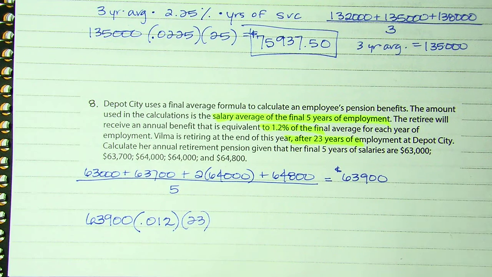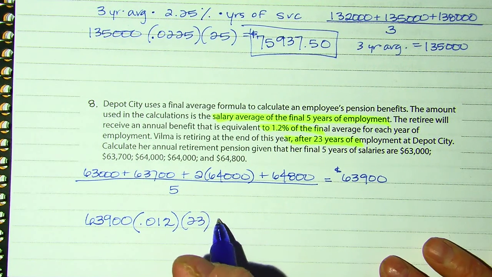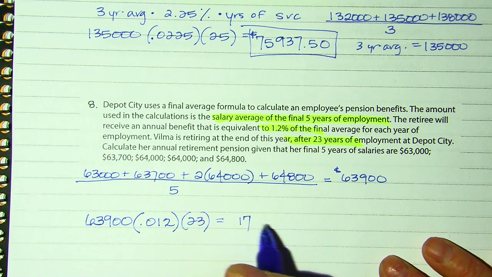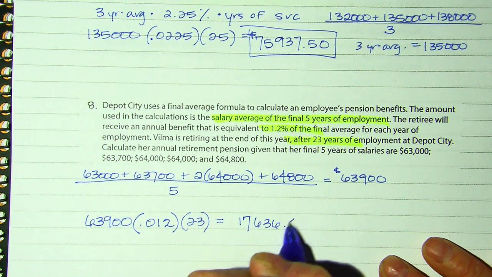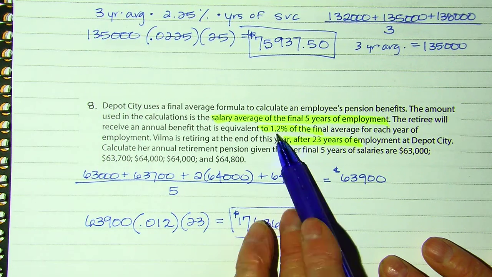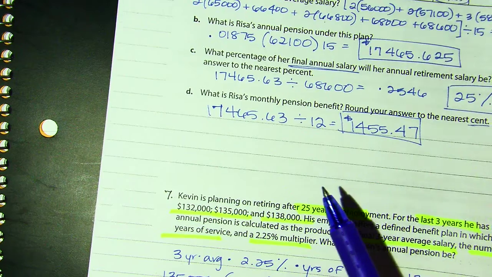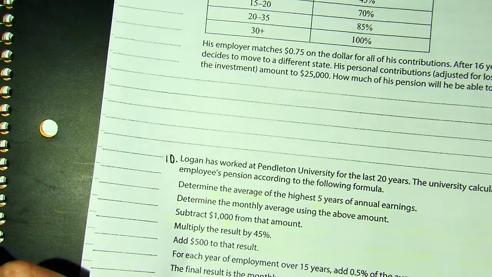And so she will get a pension, an annual, of only $17,636.40. Now, that's a lot lower than the last problem, but our percentage was a lot lower, and she was making less than half of the previous. All right, so we only have 2 more.